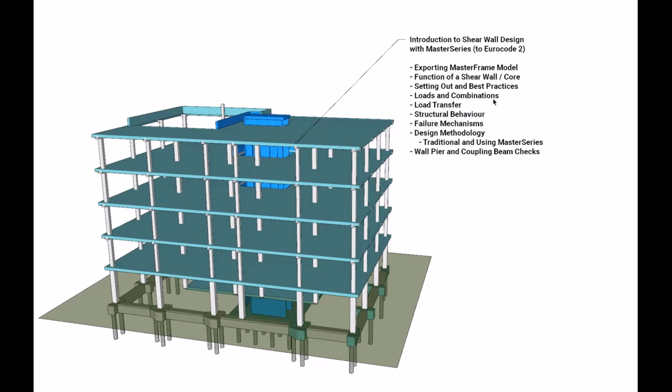Some others might serve as a refresher, but I'll be going through exporting this MasterFrame model using MasterCAD BIM, the functions of a shear wall or shear core, setting out and best practices for shear walls and cores, loads and accommodations applied, the load transfers, the structural behavior, failure mechanisms, and design methodology, both looking at traditional and using MasterSeries itself. And then we'll have a look at wall pier and coupling beam checks within MasterSeries.